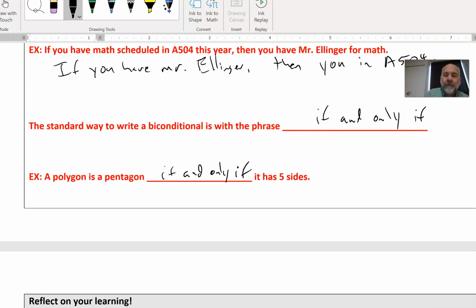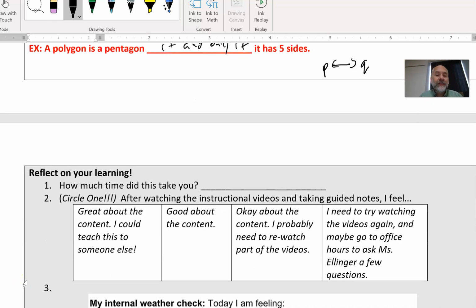Oh, and there was one thing I was going to mention. People write this symbolically. They write it with P double arrow Q. Say P implies Q and Q implies P. Either way. All right, that's the 2.1 stuff. And so if you took these notes and you noted any questions and you reflect on your learning and have a moment with that, then you're good. No additional stuff in 2.1.